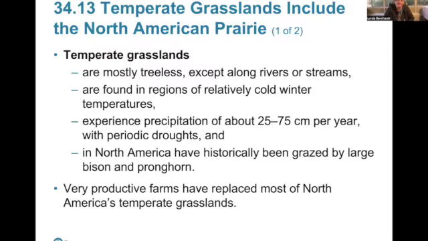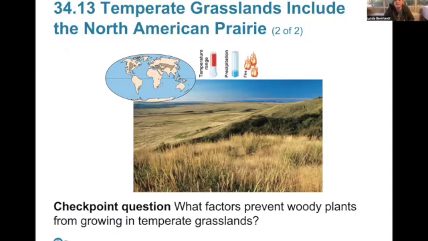Temperate grasslands, mostly treeless, except along the rivers or streams because then they have more of the water. Relatively cold winter temperatures, precipitation 25 to 75 centimeters per year. And North America, historically been grazed by large bison and pronghorn. I used to have a whole thing about pronghorn. I think I deleted it out of this one. Very productive farms replaced most of North America's temperate grasslands.